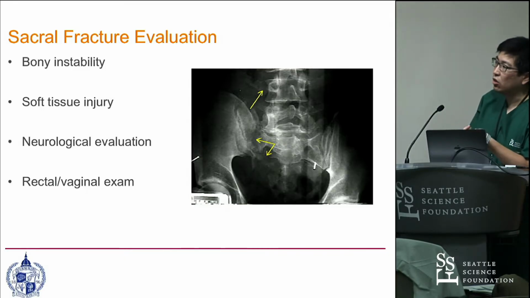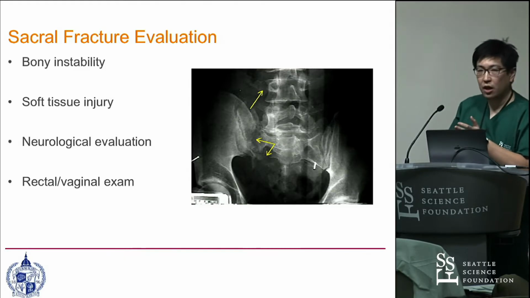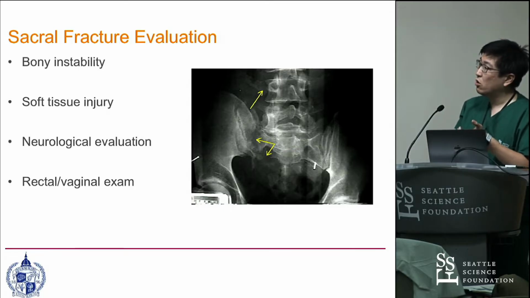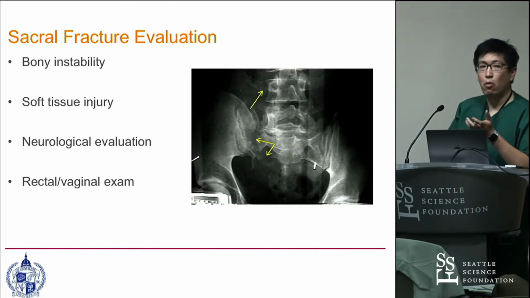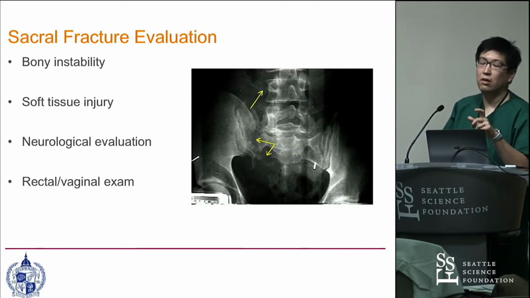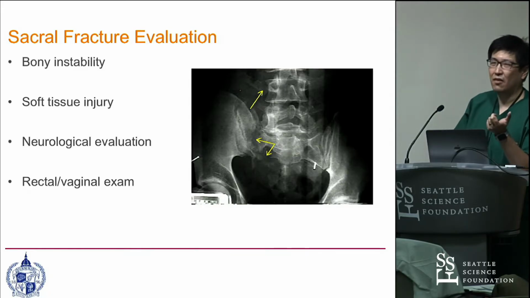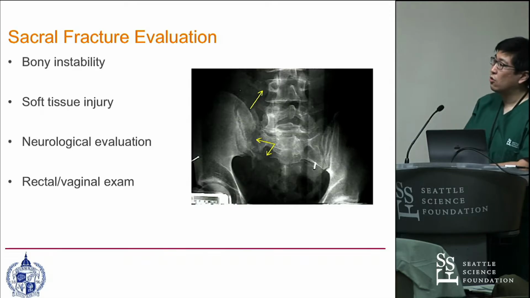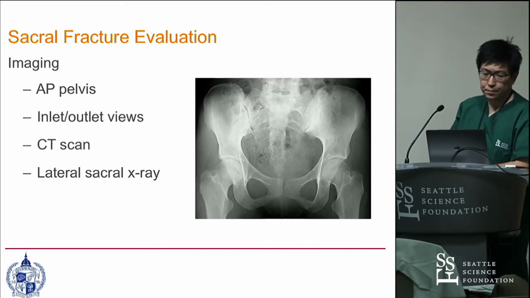You want to evaluate their neurological exam, which is a little bit tricky for the sacral nerve roots. You also want to do a rectal and vaginal exam to make sure that there's not an injury to these visceral organs. This is particularly important when the patient has a segmentation defect and a really long coccyx, like they have extra coccygeal segments. Those patients are at higher risk for having a rectal perforation during sacral trauma.